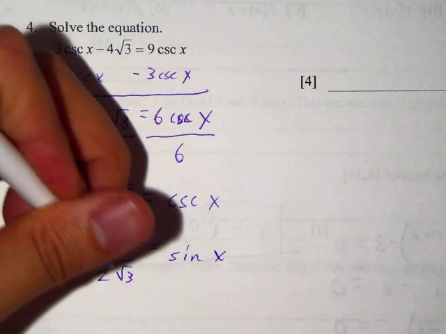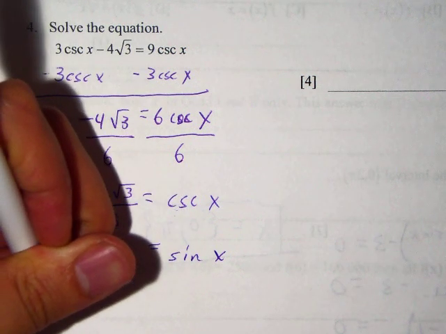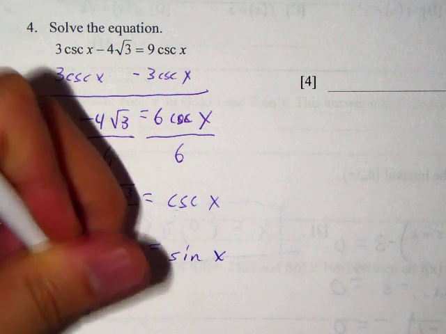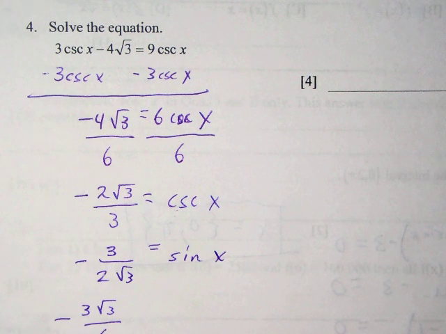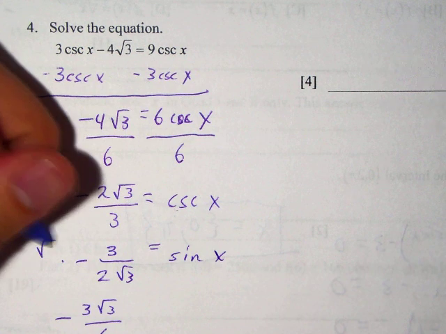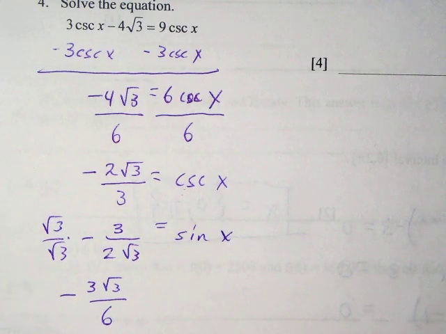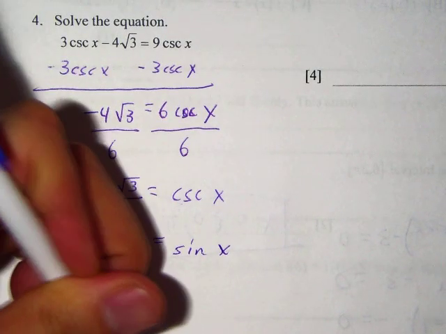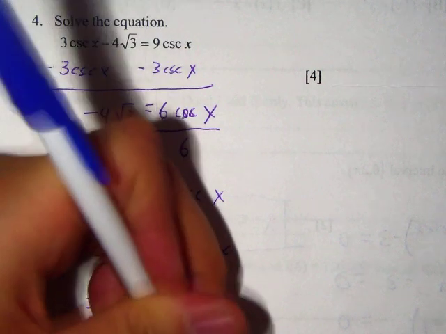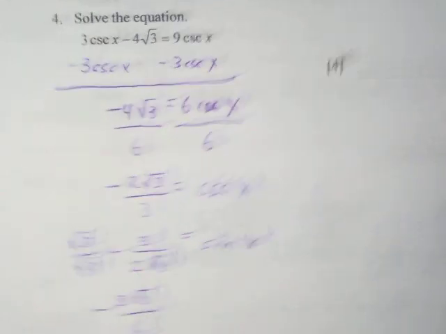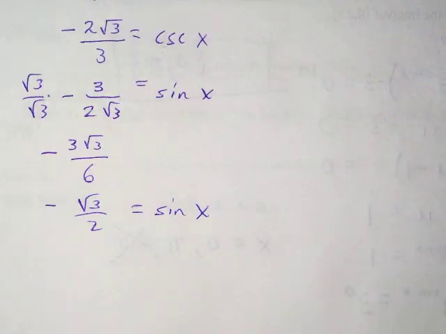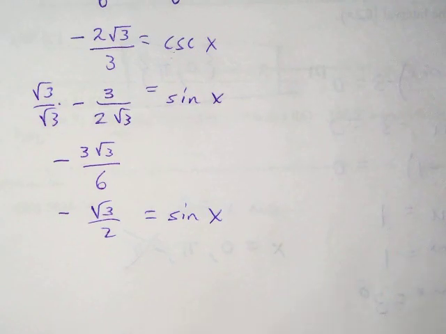And let's rationalize the denominator there. So we're going to have negative 3 square root of 3 over 6. Again, I just multiplied it by square root of 3 over square root of 3, and that's how I got 3 square root of 3 on top and 6 on the bottom. If I reduce the fraction, I'm going to have negative square root of 3 over 2 equals sine of x. Okay, sorry about that. Let's take a look at my work there in a moment. So look at that.